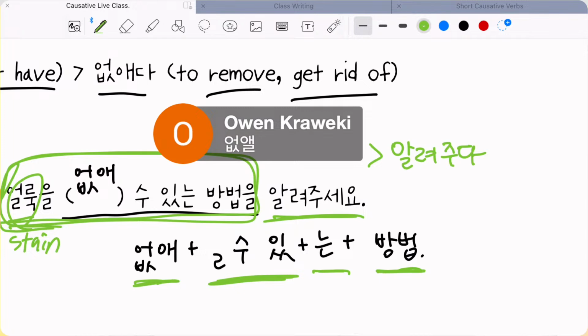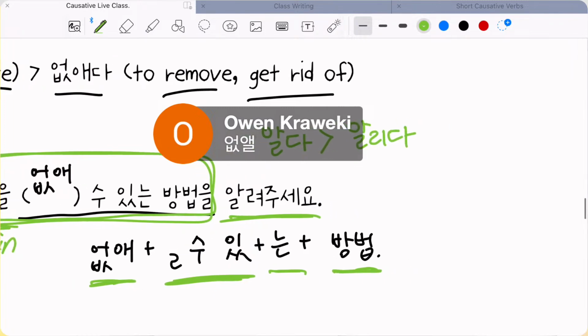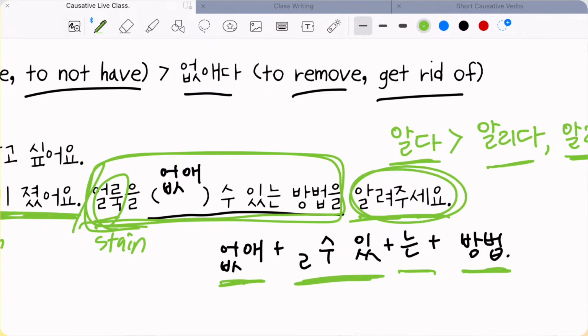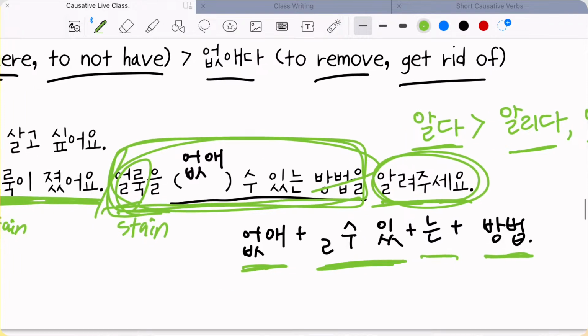Anyway, so 알려주다 is also a causative verb that comes from 알다. So 알다 becomes 알리다 in causative form, but it's also one of the verbs where you combine 주다 in causative form. I get it mixed up all the time. All right, so 알리다, 알려주다. 알다 means to know. 알리다 or 알려주다 means to let somebody know, to notify. So 알려주세요. Let me know how I could remove the stain.